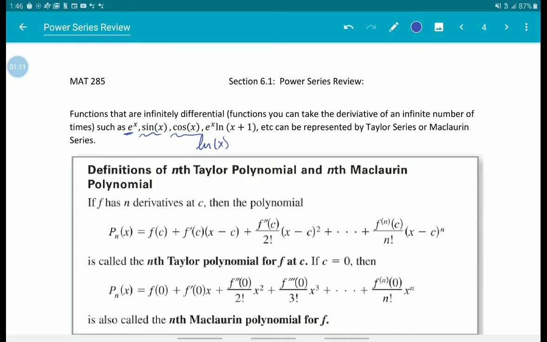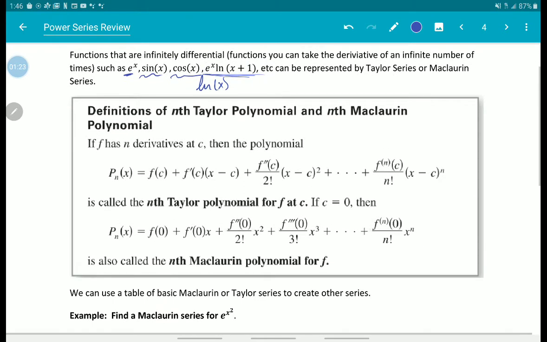We're not going to talk about those. We're going to focus on these. These are more like your transcendental functions. And in fact, any combination thereof, like e to the x times ln of x or e to the x times sine of x, we can represent those as Taylor series or Maclaurin series.